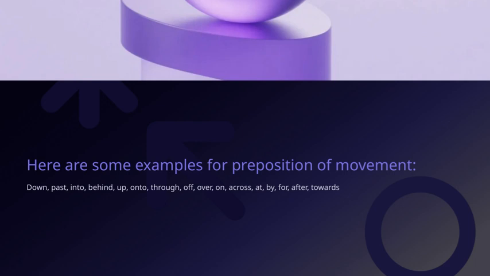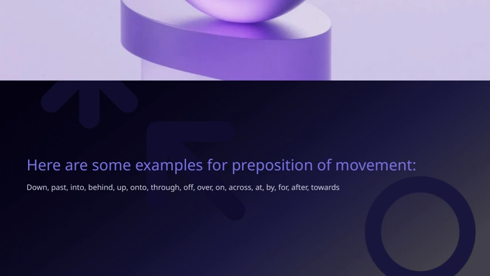Through describes moving within a space, passing from one side to the other. Off is used when something is leaving a surface or position. Over can mean moving across or above something. On refers to staying on a surface or position. Across indicates movement from one side to the other. At points to a specific location, often used with movement towards that point. By suggests proximity or near to something. For can imply movement in the direction of a goal or purpose.